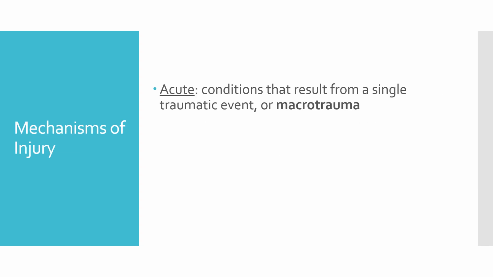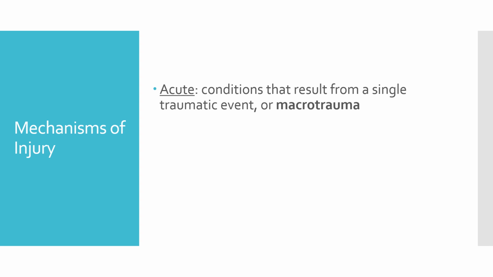Let's start by understanding how injuries are classified based on their mechanism or how they occur. Acute injuries result from a single traumatic event, what we call macro trauma. Think of a football player getting tackled and spraining their ankle, or someone falling and fracturing their wrist. One event, one injury. Chronic injuries, on the other hand, develop over time from repetitive microtrauma.